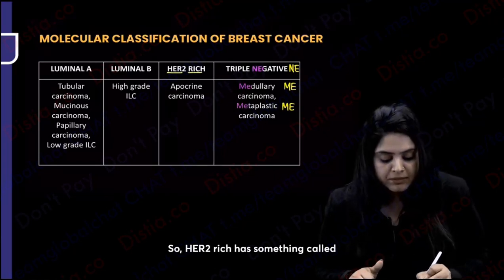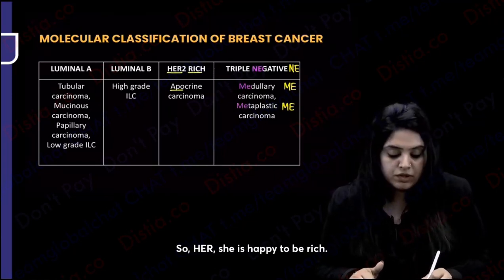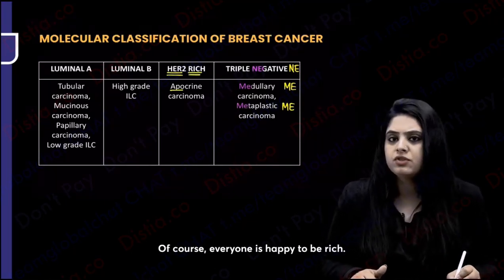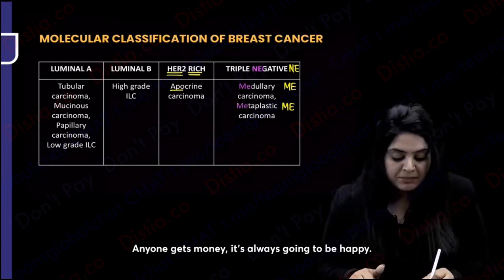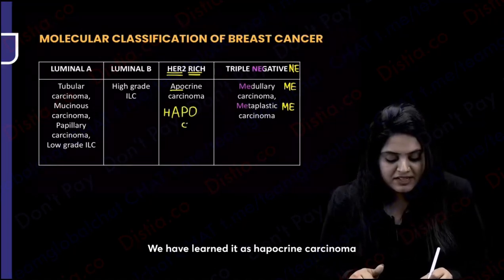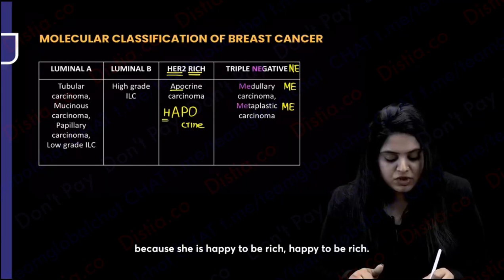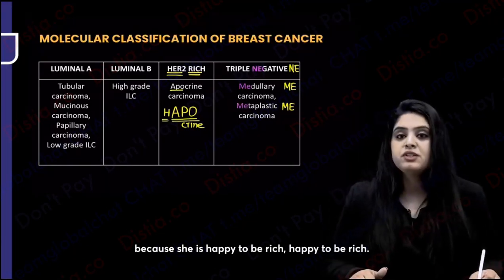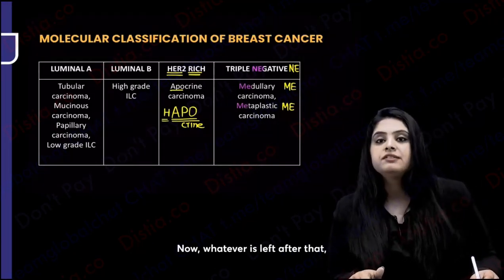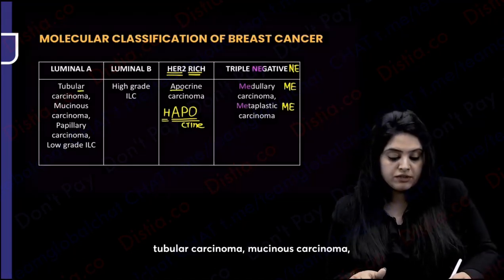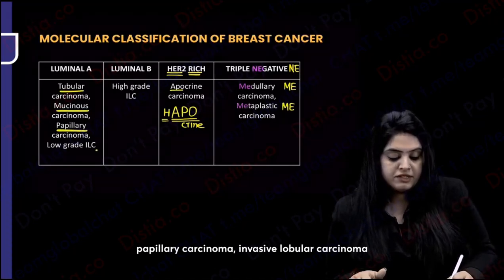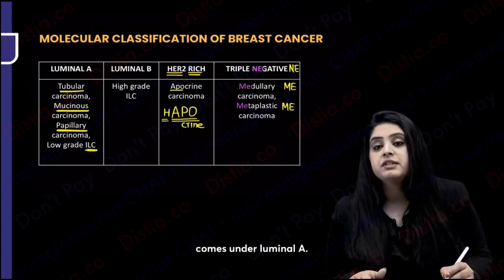So HER2 rich has something called apocrine carcinoma. So she is happy to be rich. Of course, everyone is happy to be rich. Anyone who gets money is always going to be happy. So we have learnt it as apocrine carcinoma because she is happy to be rich. So HER2 rich is apocrine, happy to be rich. Okay. Now whatever is left after that, tubular carcinoma, mucinous carcinoma, papillary carcinoma, invasive lobular carcinoma, comes under luminal A.